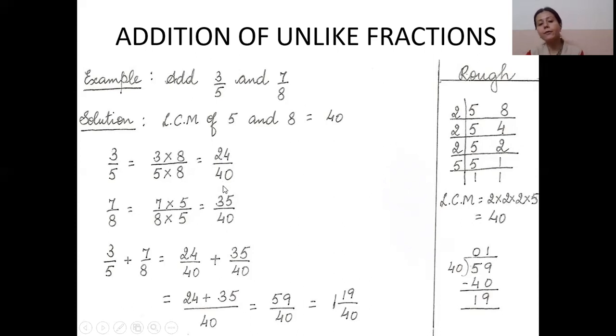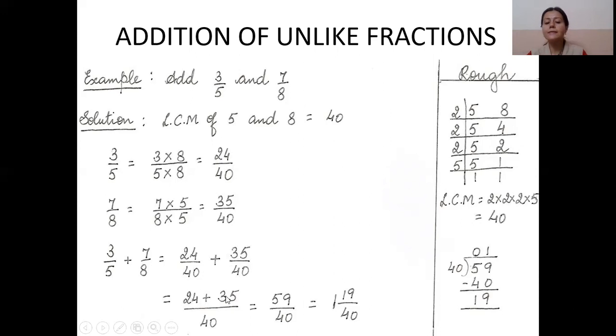Now, beta, 24 upon 40 and 35 upon 40 are like fractions. So now you can add them, children. You know how to add the like fractions. These are your like fractions. We add only the numerators. The denominator remains the same. We add only the numerators, children.